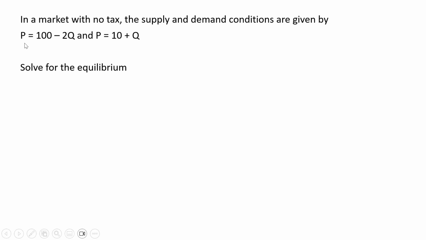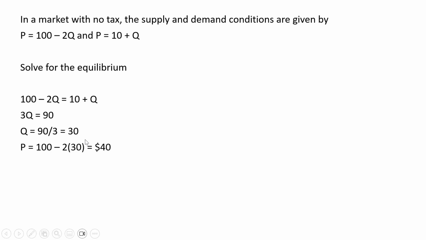Got two equations and two unknowns, so we're going to set each equation equal to one another, setting P equal to P. And now we're going to simplify this and solve this for Q. So subtracting 10 from both sides, we get 90. Collecting the Q terms, we get 3Q. Dividing through by 3, the equilibrium quantity is 30. And to get the equilibrium price, we're just going to take this 30 units and plug it back into the demand curve here, and we get an equilibrium price of $40.